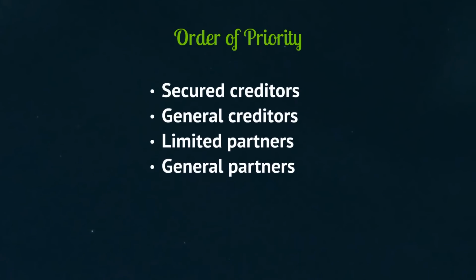The order of priority, if there's a dissolution of the assets of the investment structure, first is anybody that's lent them money. So secured investors and secured lenders and then general lenders or creditors. And then limited partners, and then finally general partners will only get their capital back after the other three have been satisfied.